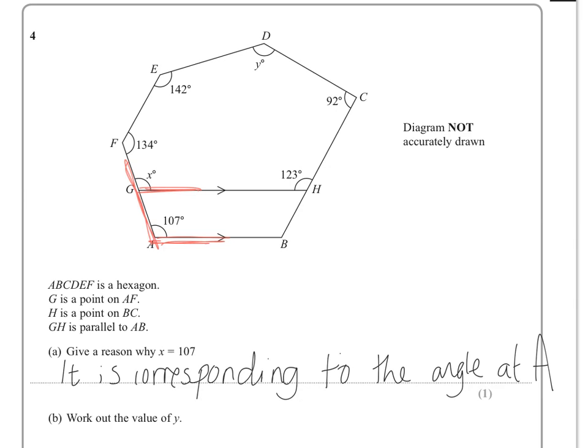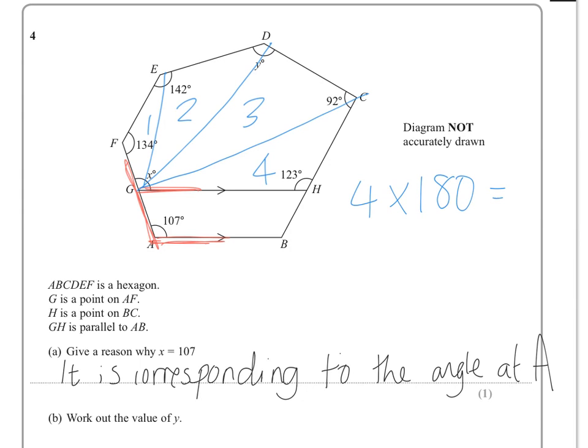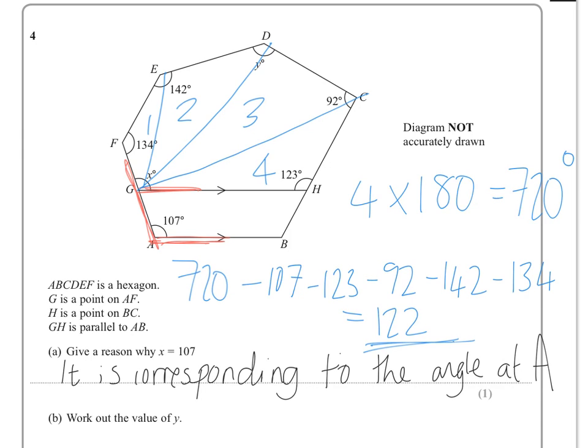Part B. Work out the value of y. Well, with this top polygon, if I cut it into a number of triangles, I can see that I've got 1, 2, 3, 4 triangles. Hence, 4 times 180, which equals 720 degrees. So there is 720 degrees in the 6-sided shape. We know 5 of the 6 angles, so if I do 720, take away the other angles, it gives me the value y. Therefore y equals 122 degrees.